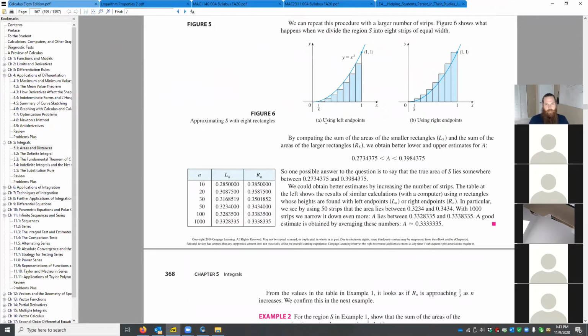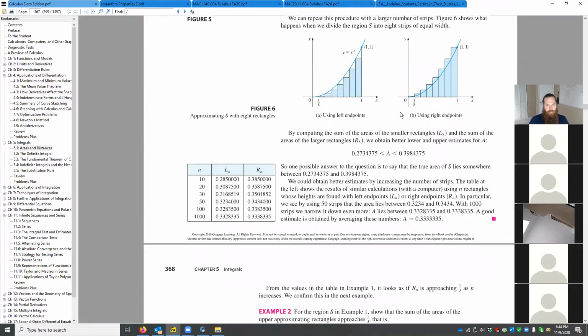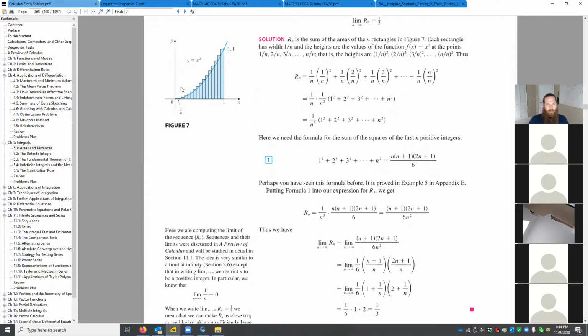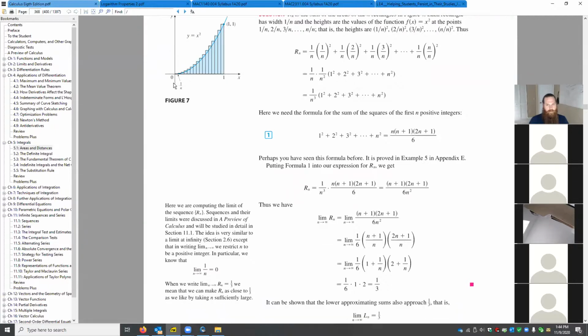So here's left endpoints, here's right endpoints. You see with the function being an increasing function, the left endpoint method underestimates, the right endpoint overestimates. And here what you'll see is the more and more rectangles you use, the better and better your approximation gets.